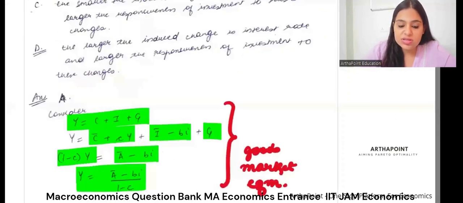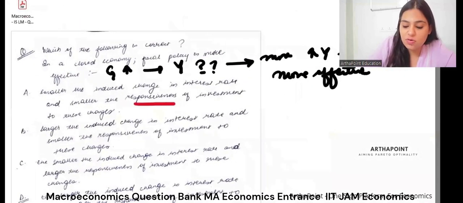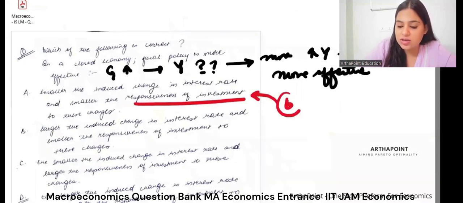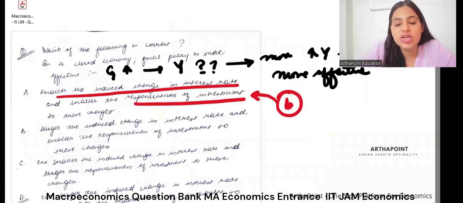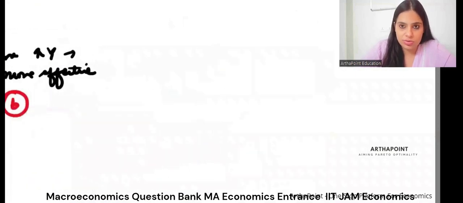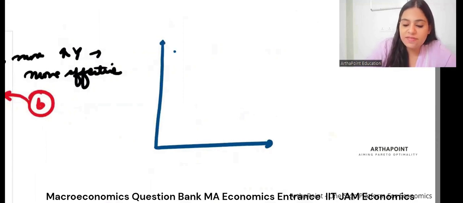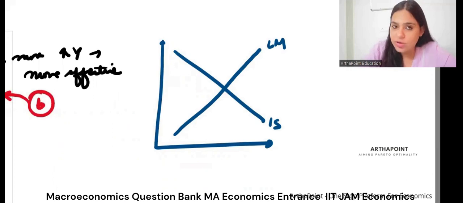Now, because the question is asking what would happen whenever there is a responsiveness of investment, which means it is asking about what happens when there is any change in b. And secondly, it is asking the smaller the induced change in the interest rate, which means how much change in the interest rate would be caused. Now, just think about this. We know that we have this IS curve and LM curve. I don't even have to do it mathematically, but just think about this.